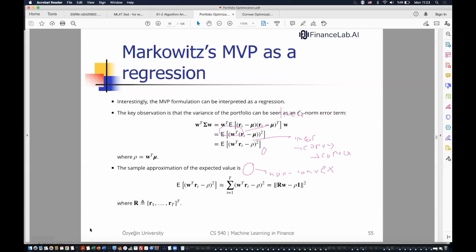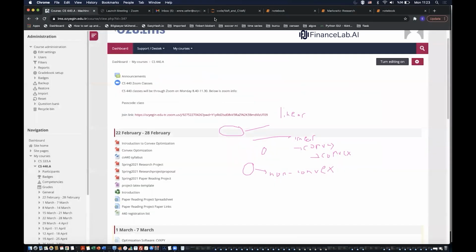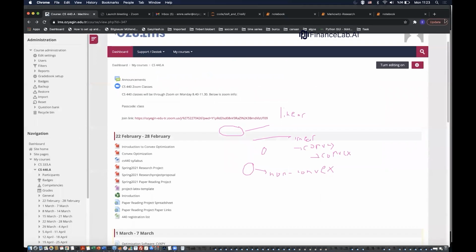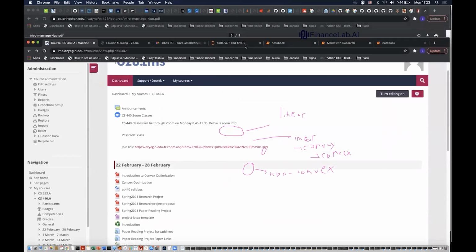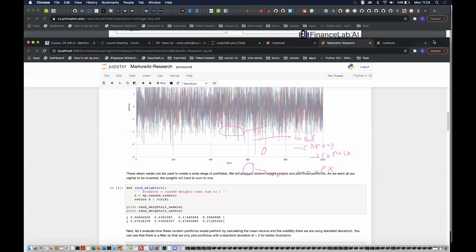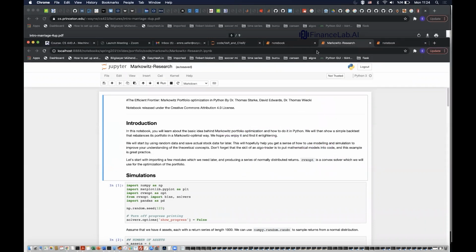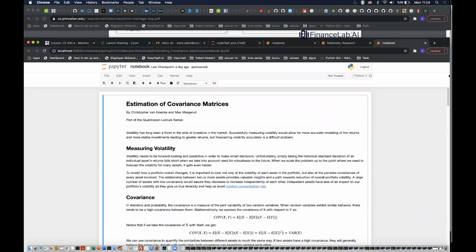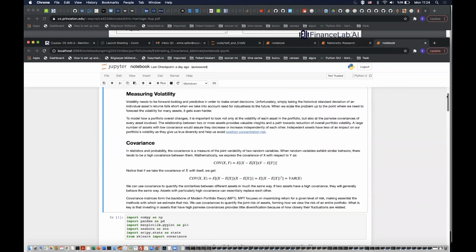So let me try some examples. I will add some Jupyter notebooks as well to the web page. From now on, today we have gone over a lot of the optimization, but there are a bunch of notebooks that exist related to what we did. In the first case, there's a notebook about estimation of covariance matrices.